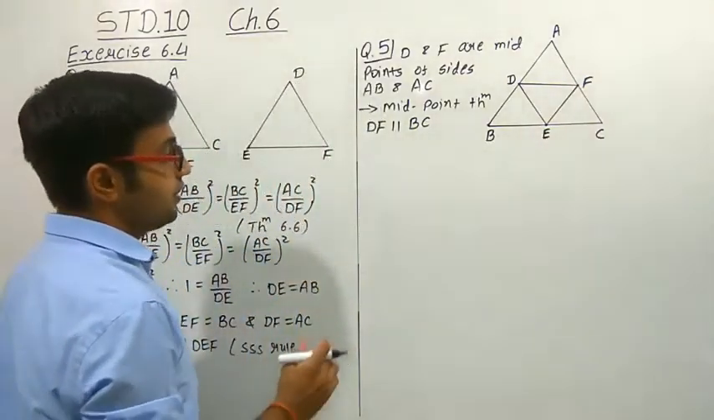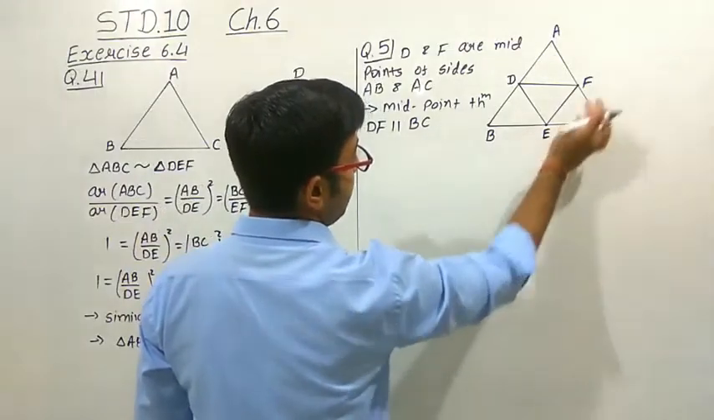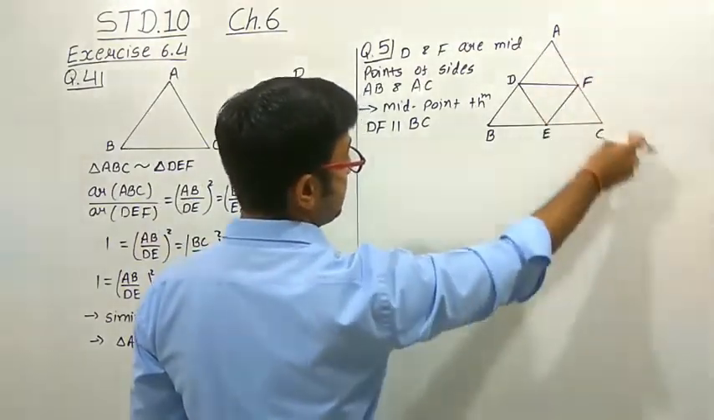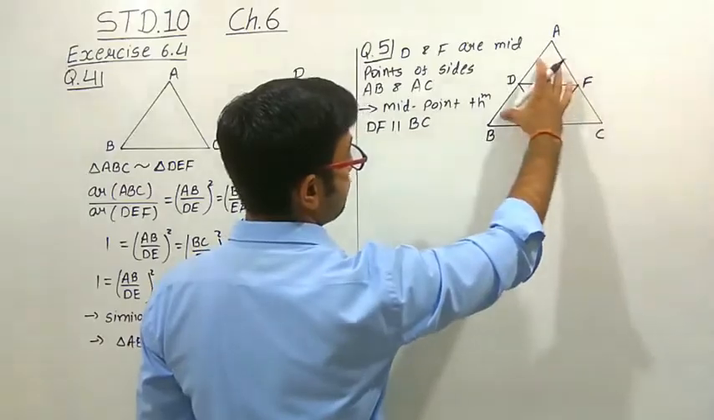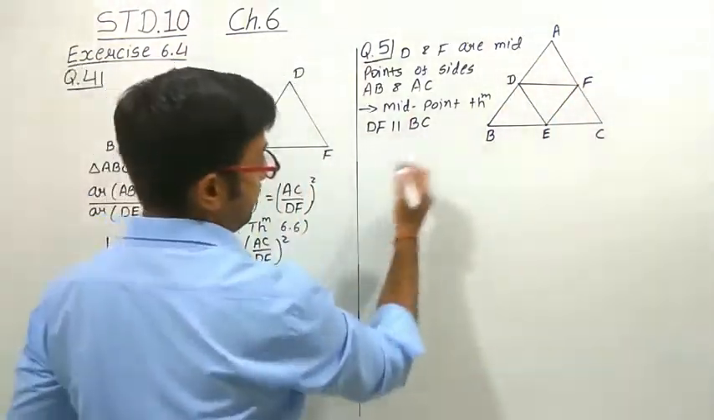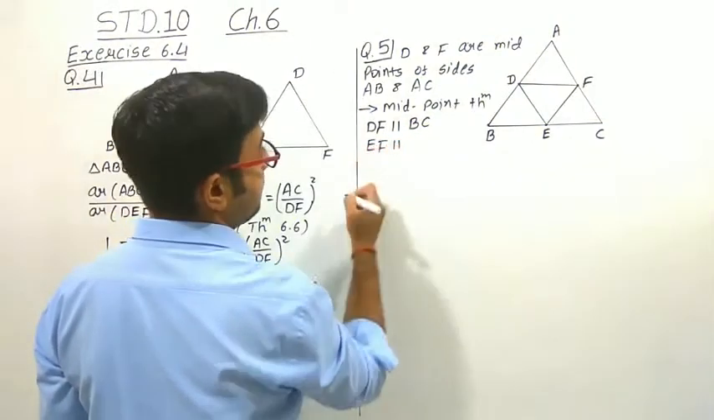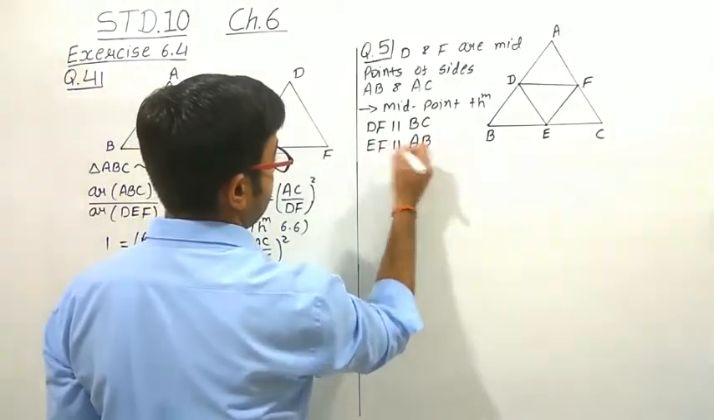In the same way, if we are considering E as a midpoint of BC and F as a midpoint of AC, then we can say that EF is also parallel to AB. So in the same way, using the midpoint theorem, we can also write down that EF is again parallel to AB.